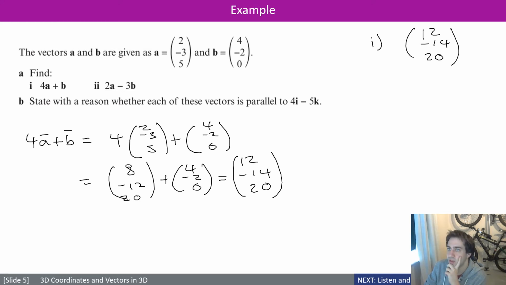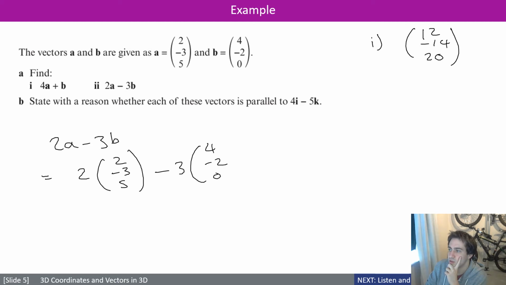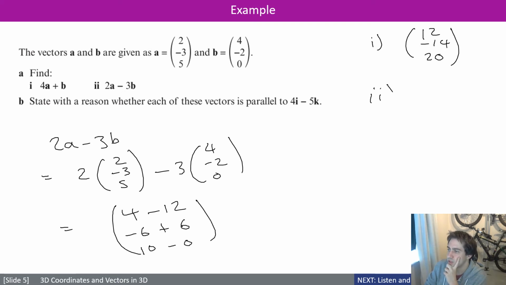See if you can beat me to part II, 2a minus 3b. So I've got this, minus 3 lots of this. Okay, let's speed it up a bit. So that's 4 minus 12, minus 6 plus 6, 10 minus 0. So for II I get minus 8, 0, and 10.